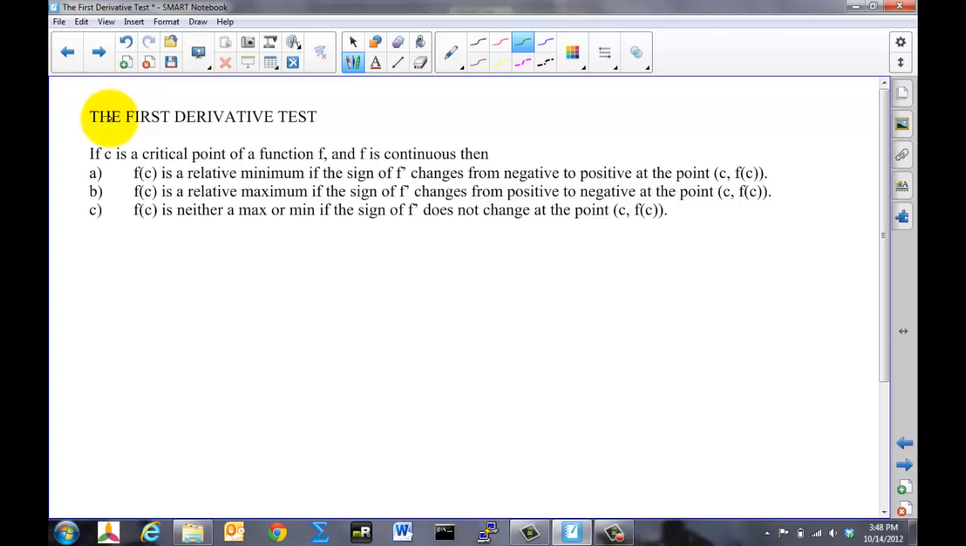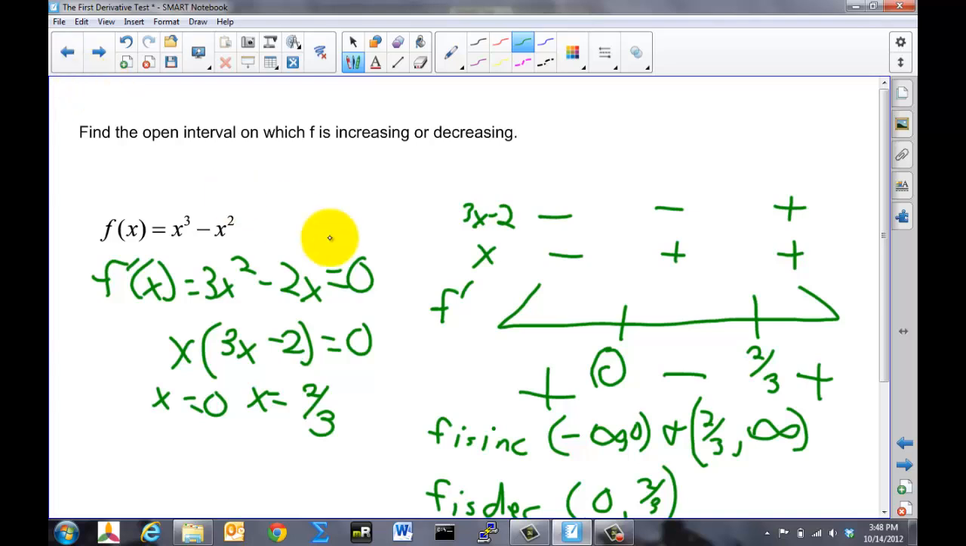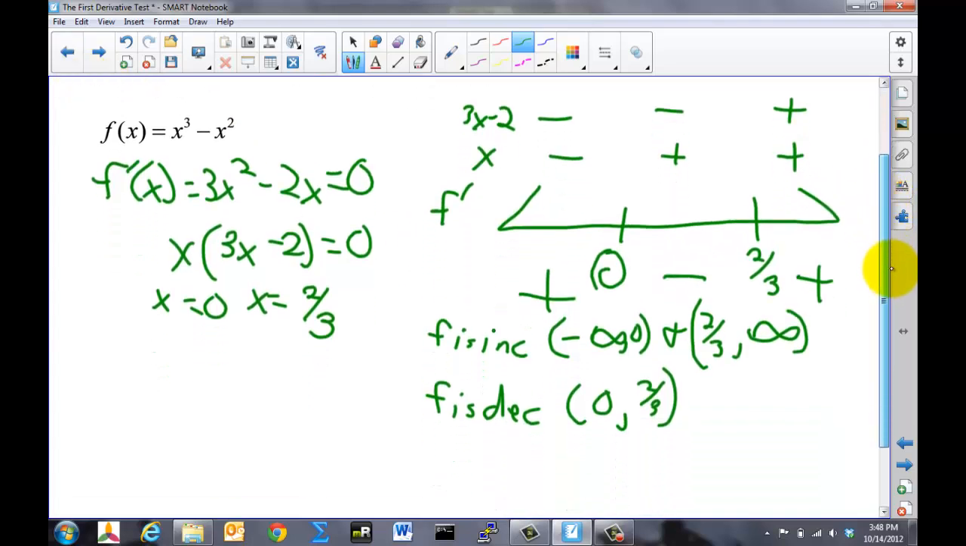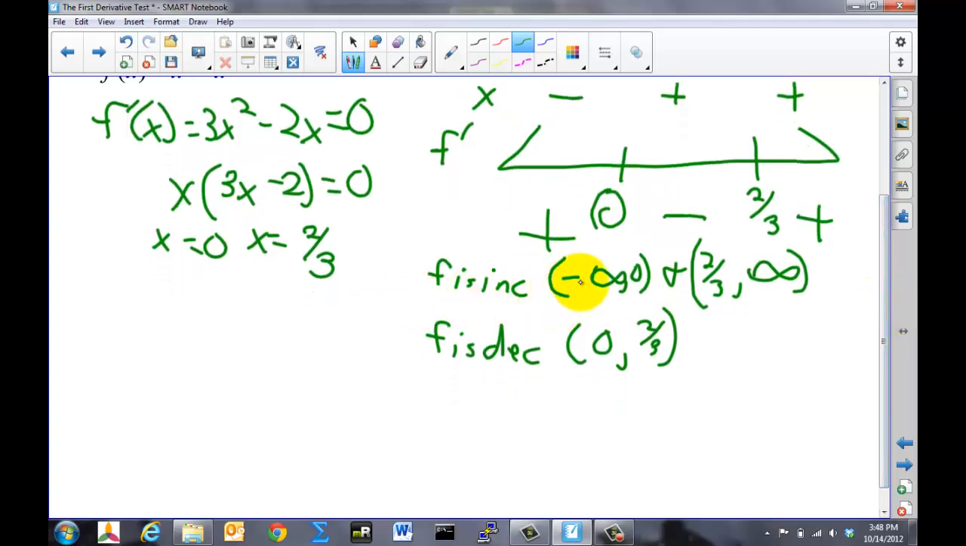Alright, this leads us to something else here, and before we go to the first derivative test, I want to take just a moment and look at this and see if we can determine something now. We know that the function's increasing from -infinity to 0. So let's think about what that means. The function's increasing. That means the function's got to be going up, right?